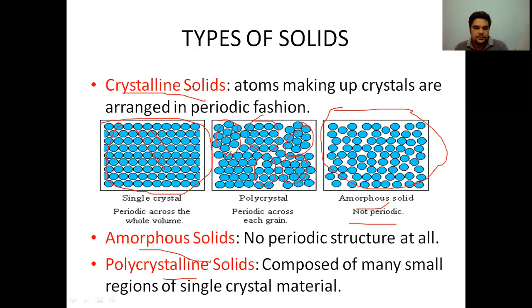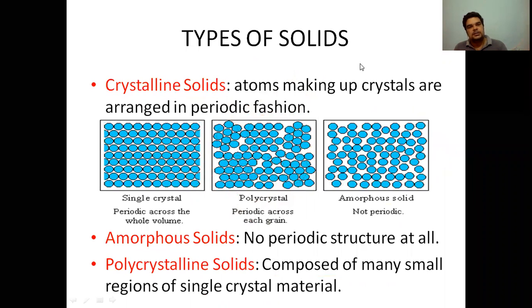Polycrystalline solid is nothing but the combination of many small single crystal materials. This is one single crystal material. This is another single crystal material. This is another single crystal material. So polycrystalline solids consist of so many single crystal materials. These are the types of solids we discussed.